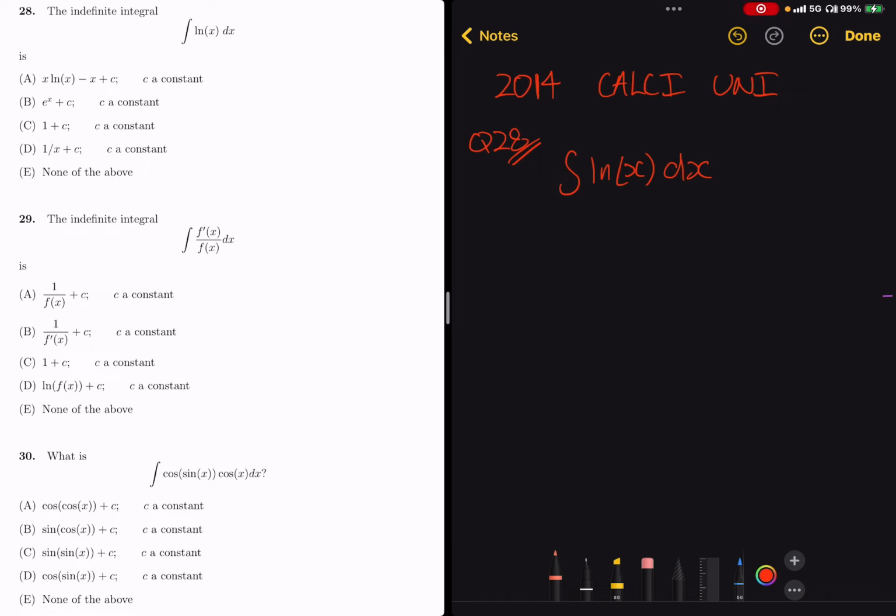The integral of the natural log of x, well, think about 1 plus c. If you differentiate that, that gives you 0. That's not natural log of x. e to the x plus c, differentiate that, that gives you e to the x. That's not right. x times the natural log of x, that doesn't work either because that becomes a product rule. So it looks like none of the above.